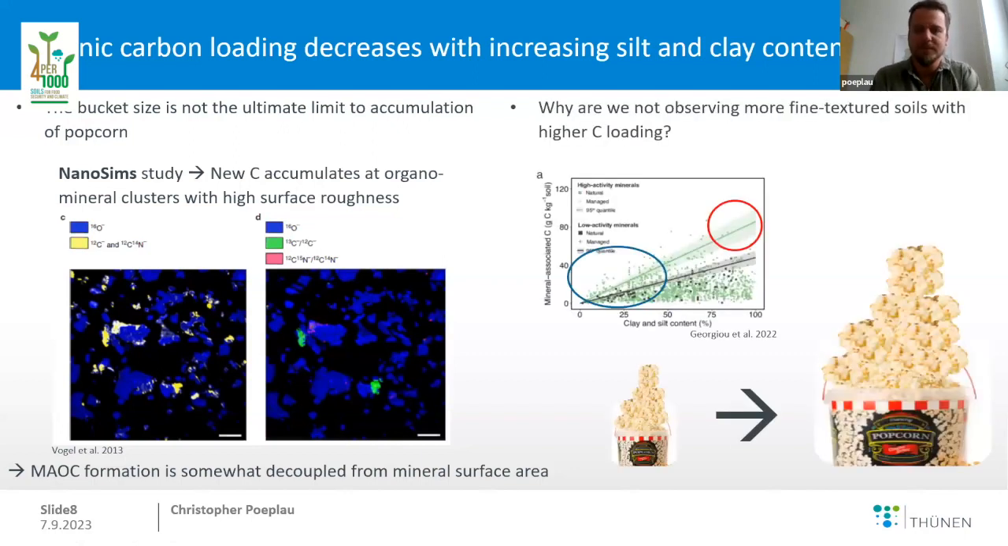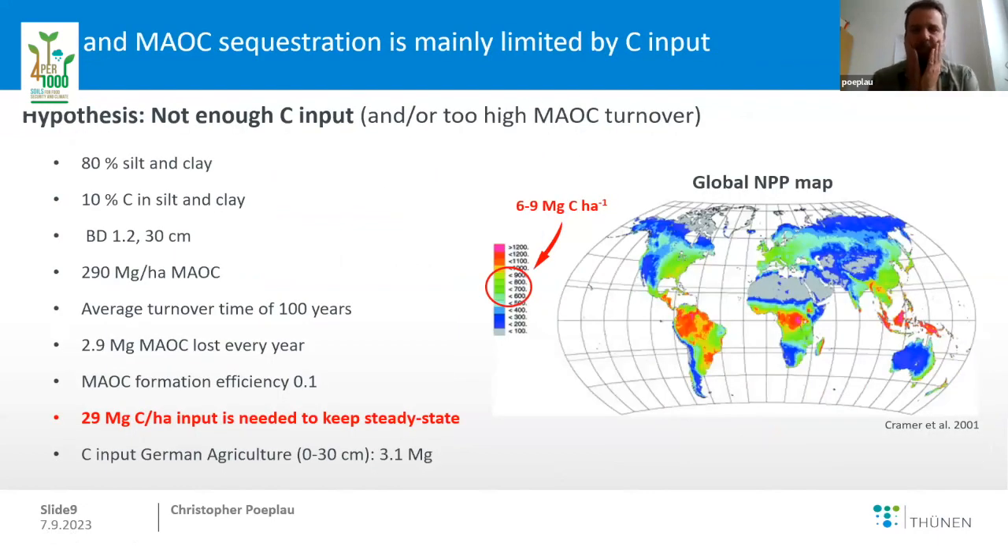But the question remains, why are we actually not observing more fine textured soils with very high carbon loading? So you see this upper line here, this 8%, and you see in the lower area, there are a lot of soils that are actually overshooting this limit, while at the upper end, nobody's there, basically. Is that because of saturation, or are there other reasons? I would hypothesize that we just don't have enough input to reach that. And that is also not really a contradiction to what Francesca said. It's just, we will never reach that.